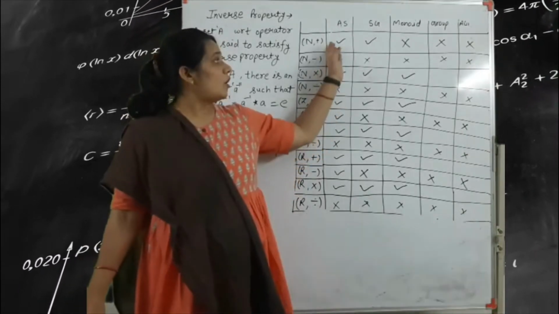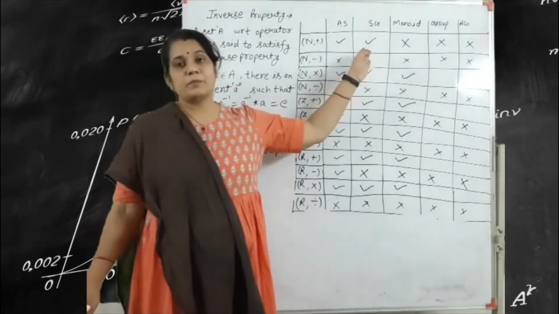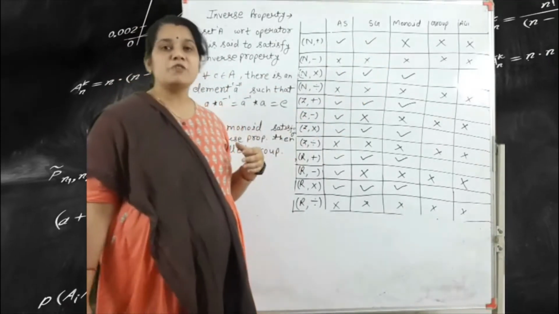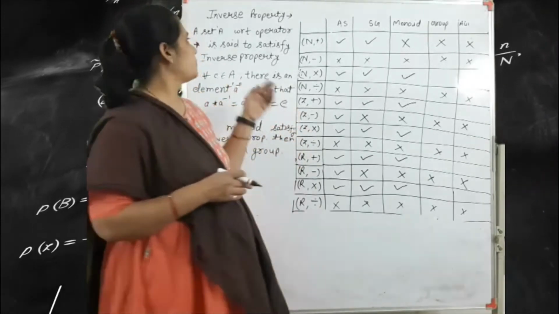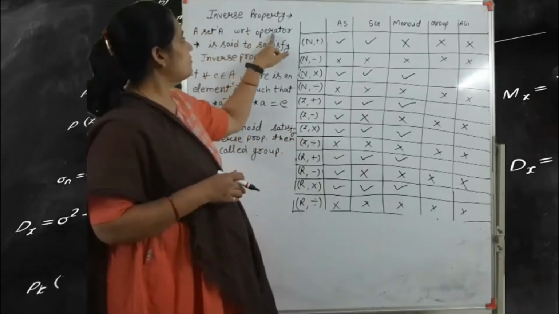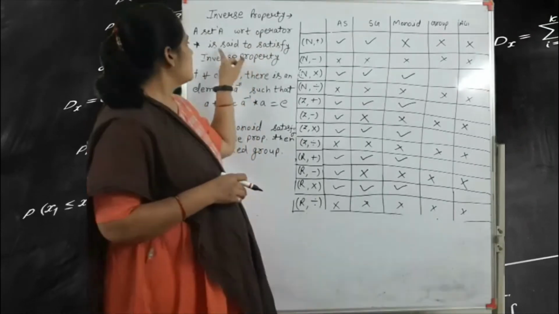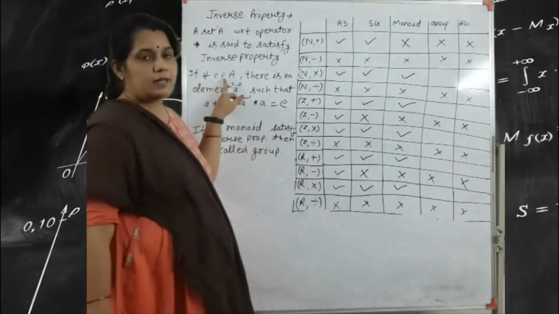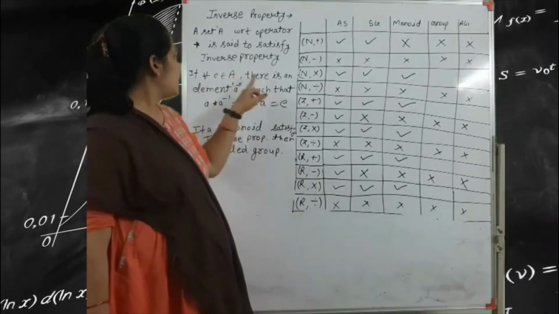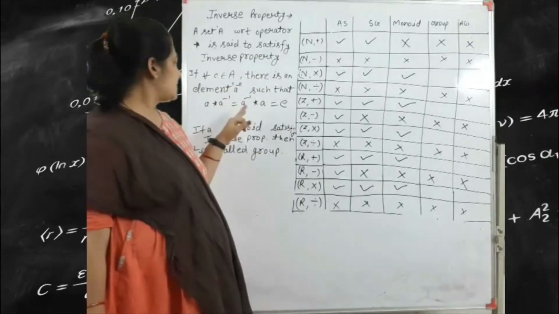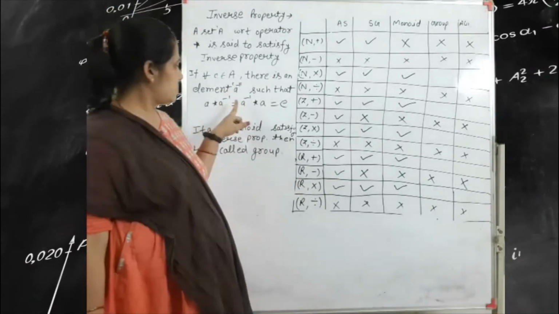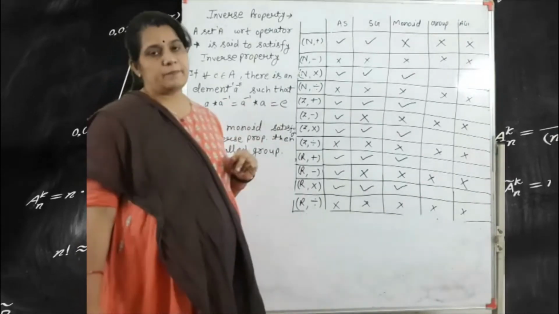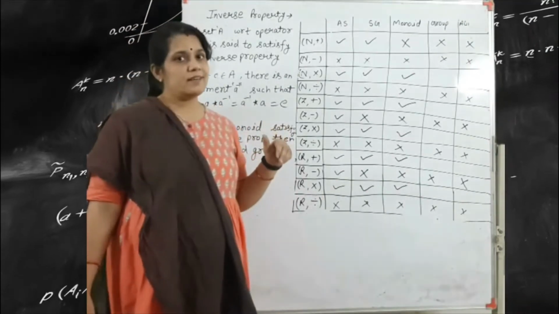So we have already solved three types of property: closure, associative and the identity property. So next one is the inverse property. So what is the inverse property? A set A with respect to operator star is said to satisfy the inverse property if for all A belonging to A, there is an element A inverse such that A star A inverse is equal to A inverse star A is equal to E. That means just the opposite of the identity property.